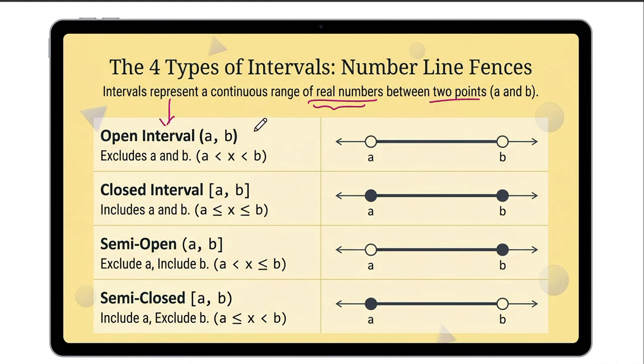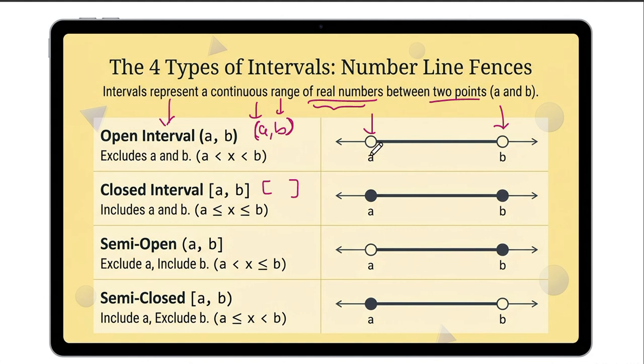So open interval we write like this. This is called open bracket and this is called close bracket. In this way we write, let's say, (a, b). It means the end points a and b are not included here. Open interval means end points are not there.